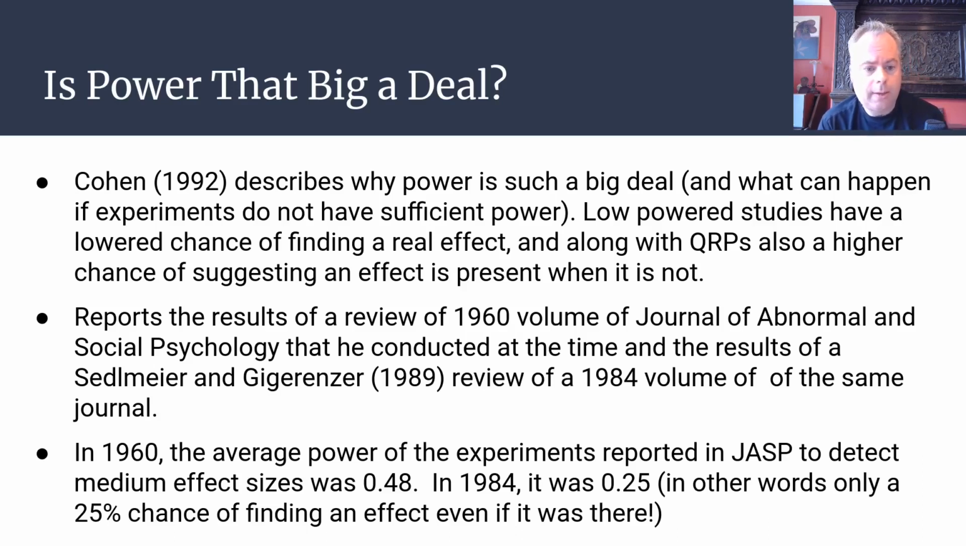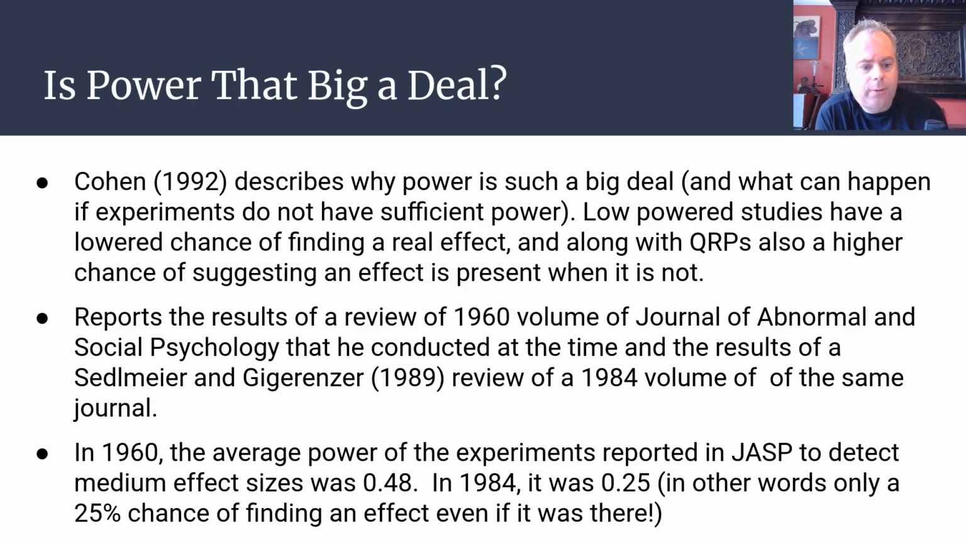Jacob Cohen in 1992 described why power is such a big deal and what can happen if experiments are lacking in power. Low-powered studies have a lower chance of finding a real effect, and along with questionable research practices that we discussed in the context of open research and reproducibility, low-powered studies also have a higher chance of suggesting an effect is present when it's not. And this is one of the reasons why the literature is full of papers that can't be replicated.